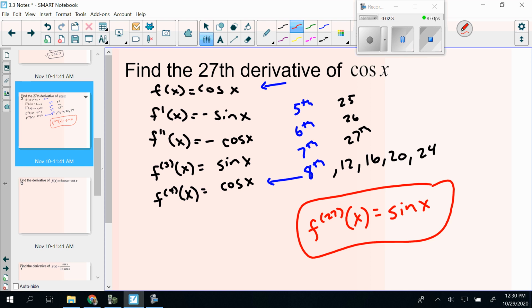And they've had these types of questions before where you got to kind of extrapolate and kind of see the pattern and then jump to a higher derivative and find that one.